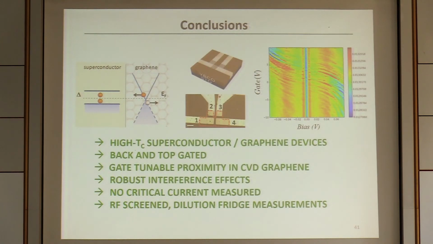So I'm coming to my conclusion. Basically, it's more of the same. We have these devices. We have this proximity effect in graphene, which we can gate. And of course, now we are going for Josephson effect measurements, for which we think we need much lower temperature, because if you do the numbers, the Thouless energy in these devices is much smaller than the energy gap. So when you do the critical current estimate, it's quite low, and we don't have RF screening, so we are doing this as of next Monday, actually. So I'll keep you posted.